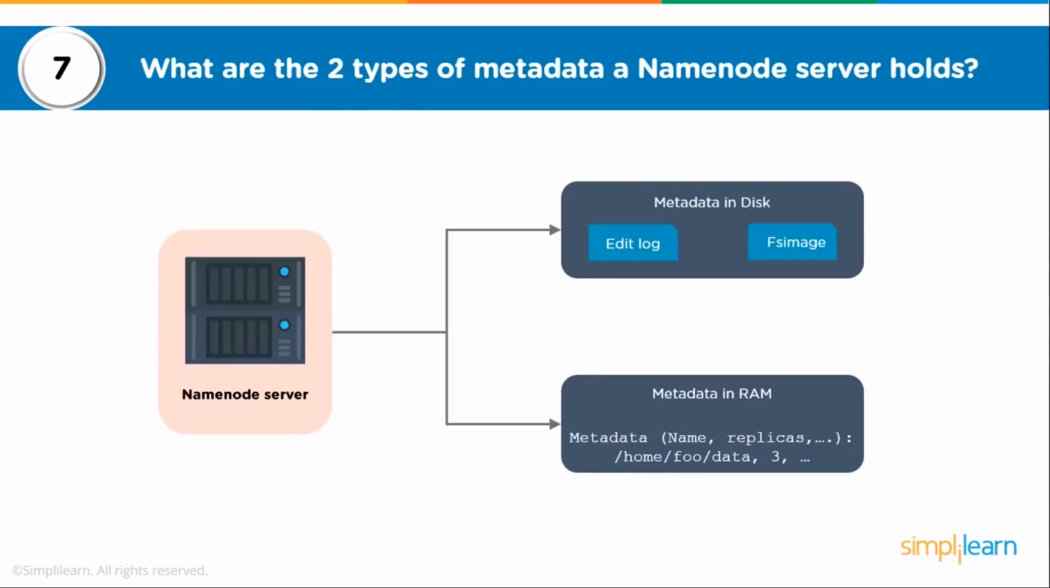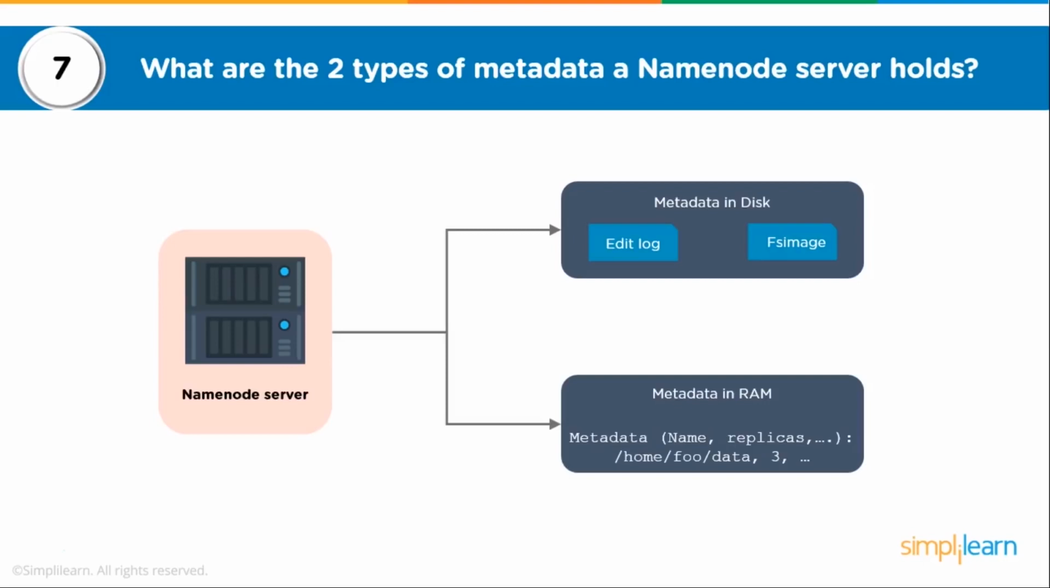Now, what are the two types of metadata the NameNode server holds? As I mentioned earlier, metadata in disk, very important to remember, edit log and FS image. Metadata in RAM, which is information about your data nodes, files being split into blocks residing on data nodes, and file permissions.